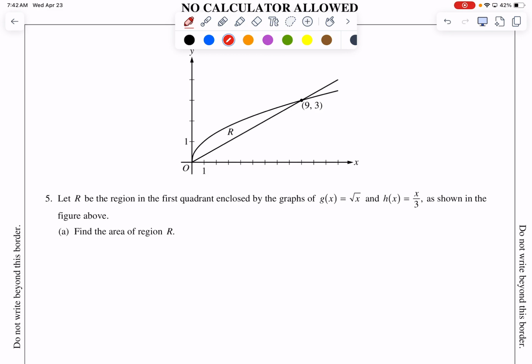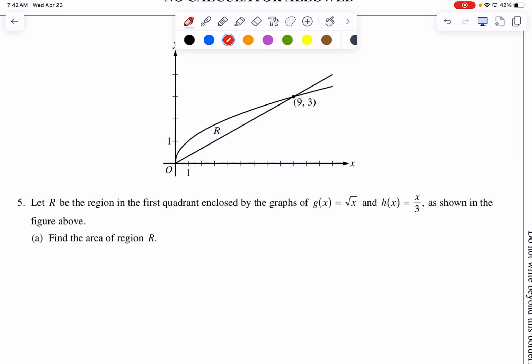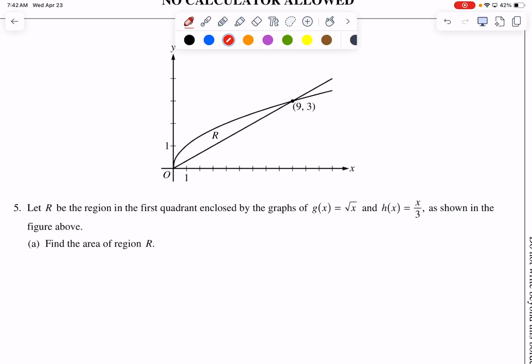You're staying? I am. I just gotta go talk to her about it. Yeah. All right, let R be the region enclosed in the first quadrant. So I got 2 of you.